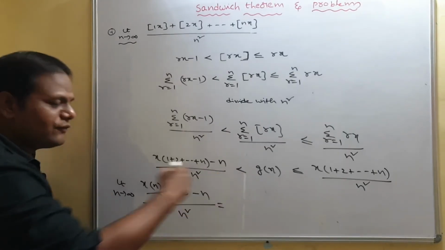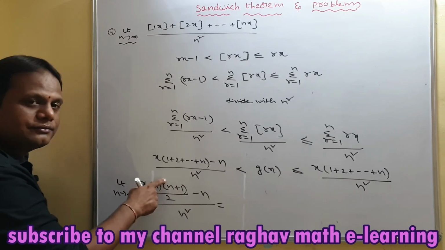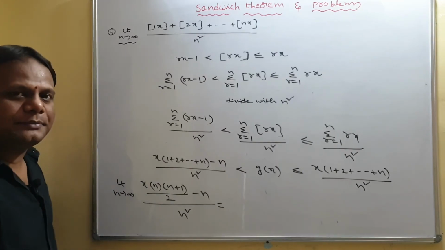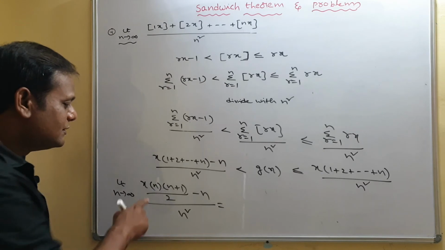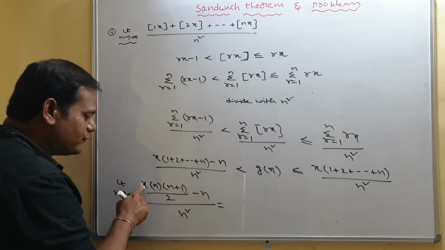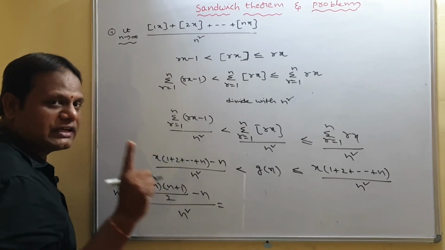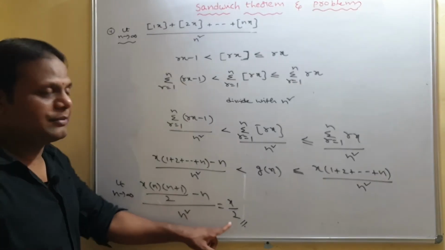What is degree of numerator? n into n, n square, so degree 2. Denominator, n square, degree 2. So degrees are same. So what is the limit value? Ratio of their coefficients. So what is n square coefficient? So n square coefficient is x by 2. Here n square coefficient is 1. So totally what we got? We got x by 2.